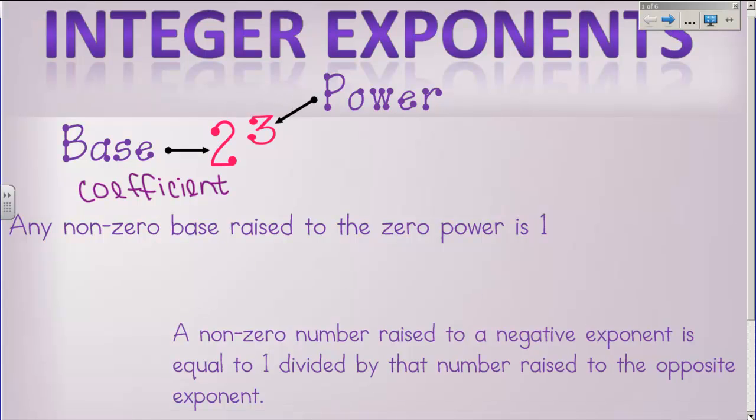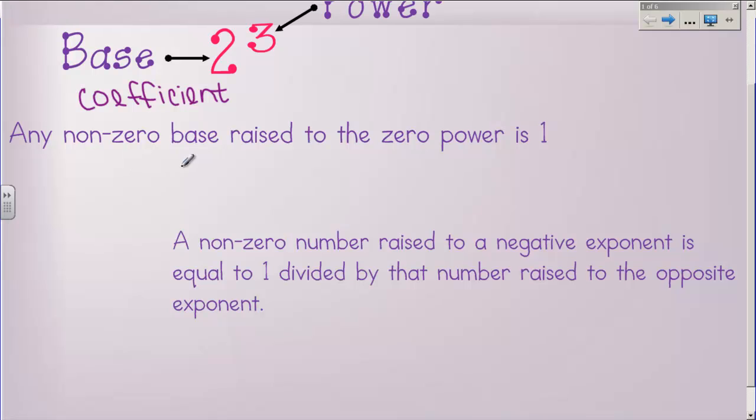A couple of new rules to talk about. The first one is any non-zero base raised to the 0 power equals 1. Doesn't matter what it is, as long as it is something other than 0, raised to the power of 0, it's going to equal 1. We will talk about why this is true when we start talking about division of exponents in a few days, but for now just understand this rule.